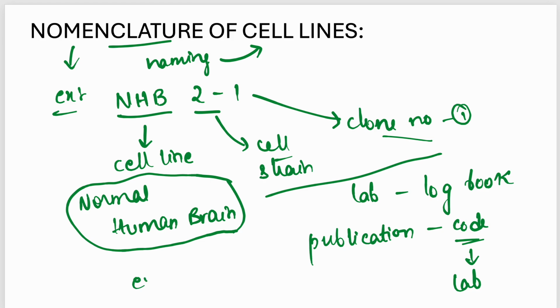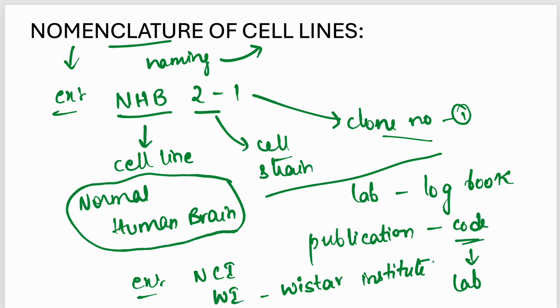For example, for the labs, NCI, National Cancer Institute, and WI, Wistar Institute. So these are the labs where the cell lines were prepared.